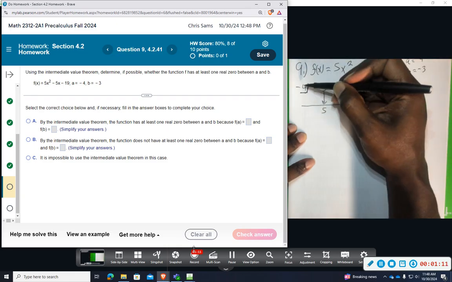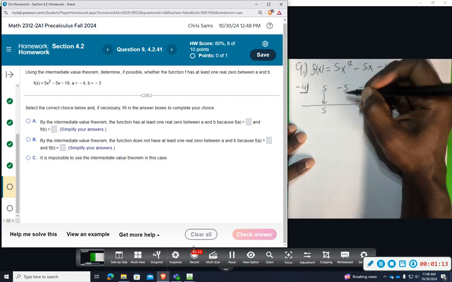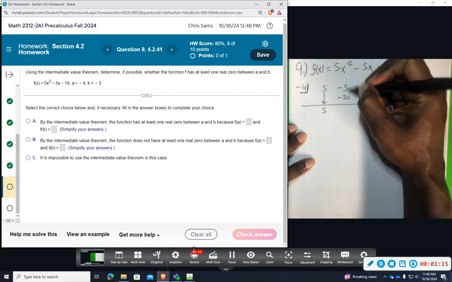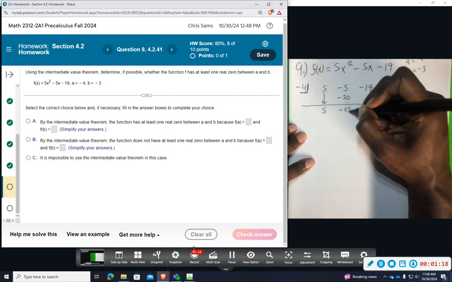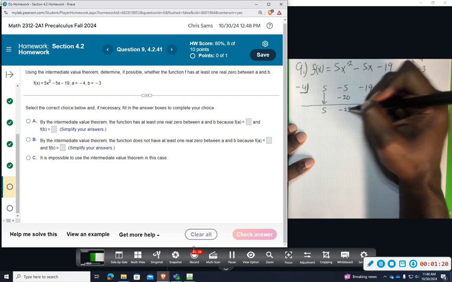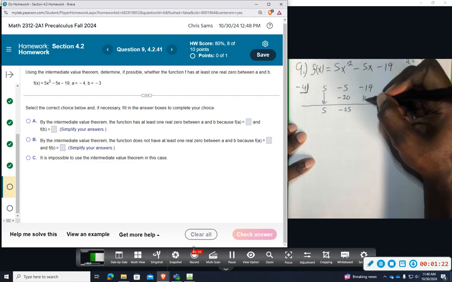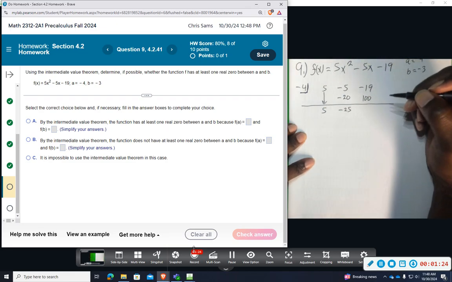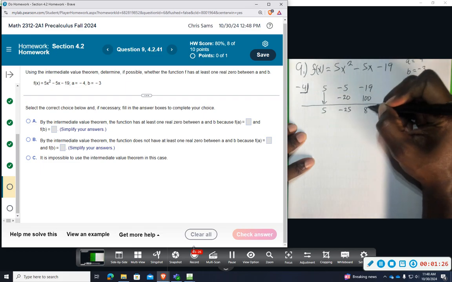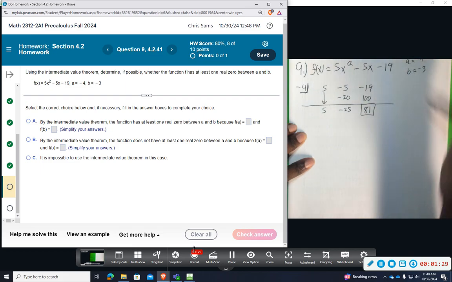And then you start multiplying: -4 times 5, -20. Add, -25. -4 times -25 is going to give me a positive 100. Subtract here, and we get positive 81. So when I plug that in, I get a positive 81.